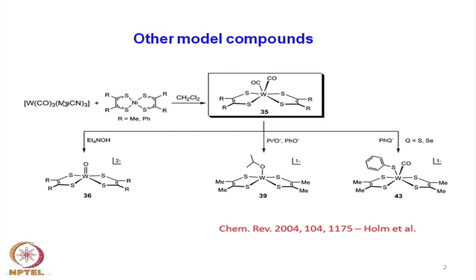And one such intermediate species is stabilized by 3 acetonitrile ligands as well as 3 carbon monoxide ligands, stabilizing tungsten in hexacoordinated form. In the same dichloromethane solvent, which is a very useful solvent for reactions of this type of model compounds, we react it with this particular nickel compound, where R can be methyl-methyl or phenyl-phenyl dithiolene type of ligand.